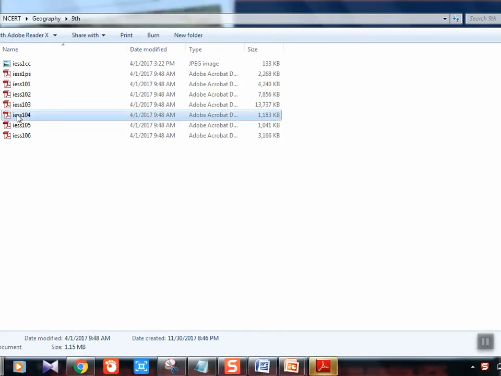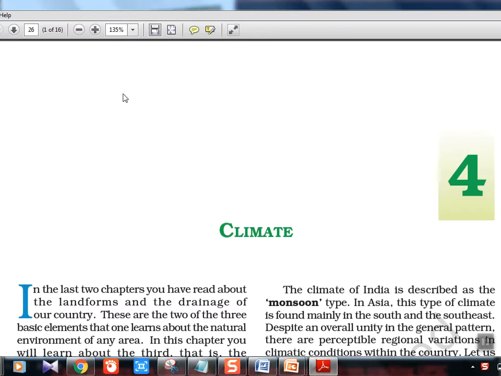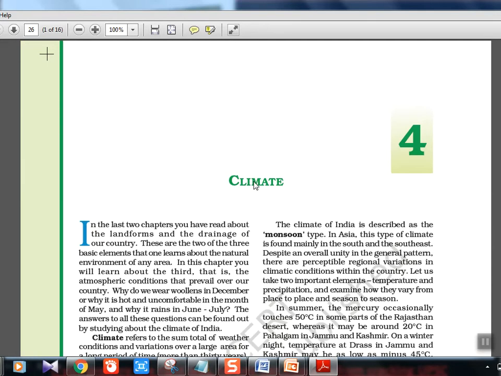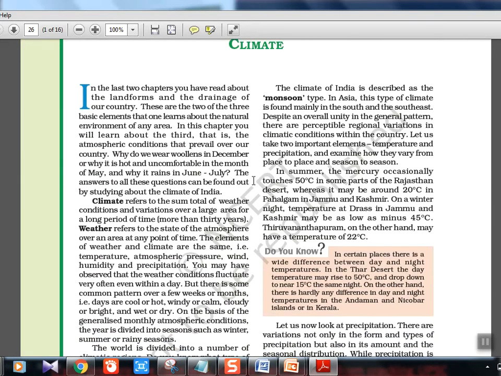So PDFs, please download from the NCERT website. It's available for free. So climate, chapter 4 of class 9th. Like it's mentioned here, in the last two chapters we have seen the landforms, we have seen the drainage. Now it's time to see the climate.